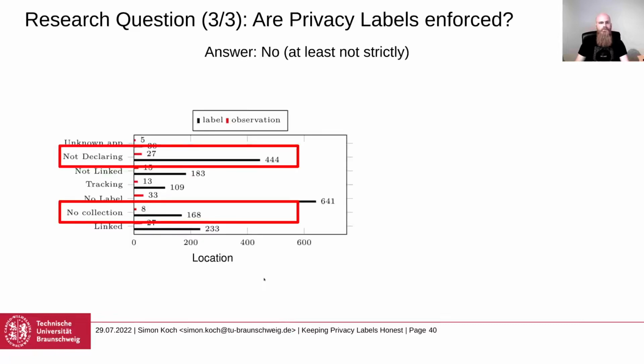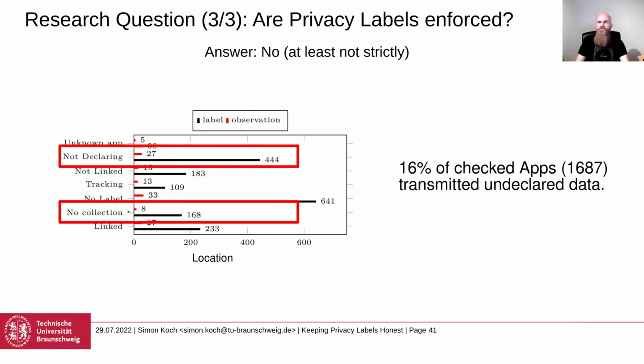For example, we had a look at location data. We ran the apps and then searched the traffic for location information. And we had, for example, 440 apps that claimed in their privacy label that they were not collecting any location data. However, in 27 of those apps, we detected location data in the transmitted traffic. Even worse, we had 168 apps that claimed they do not collect any data at all, and 8 of those contained location data in their traffic. Overall, we checked 1,687 different apps, and 16% of those transmitted undeclared data.